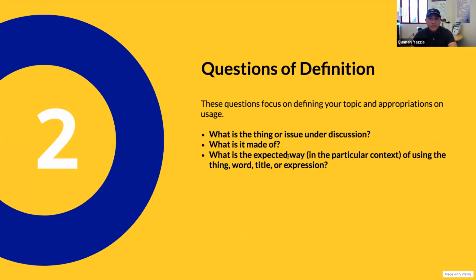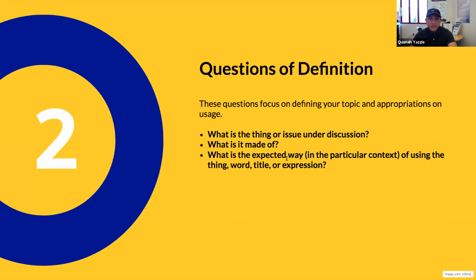The next one is questions of definition. These questions focus on defining your topic and appropriate usage. So what is the thing or issue under discussion? What is it made of? What is the expected way of using the thing, word, title, or expression? Here we're defining more into the topic itself. Where is it springing from, and things like that.